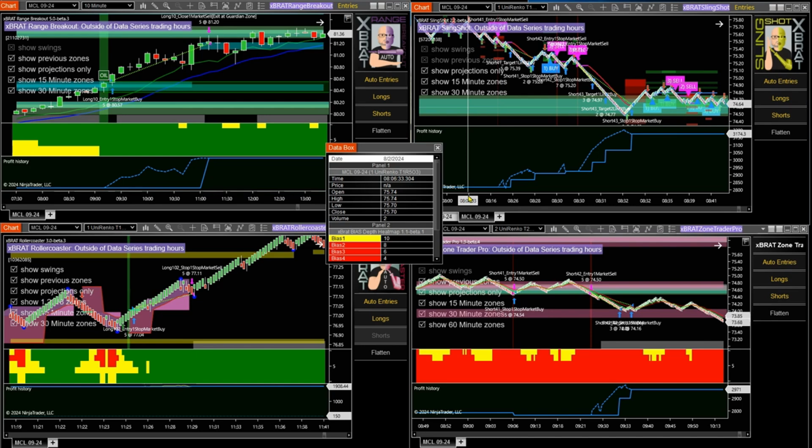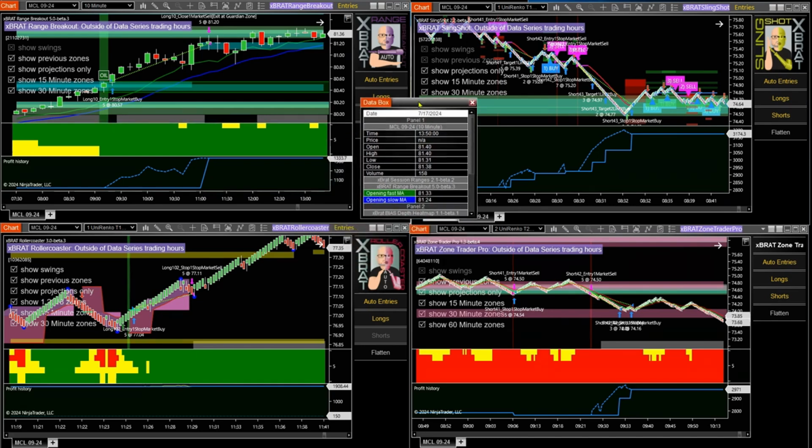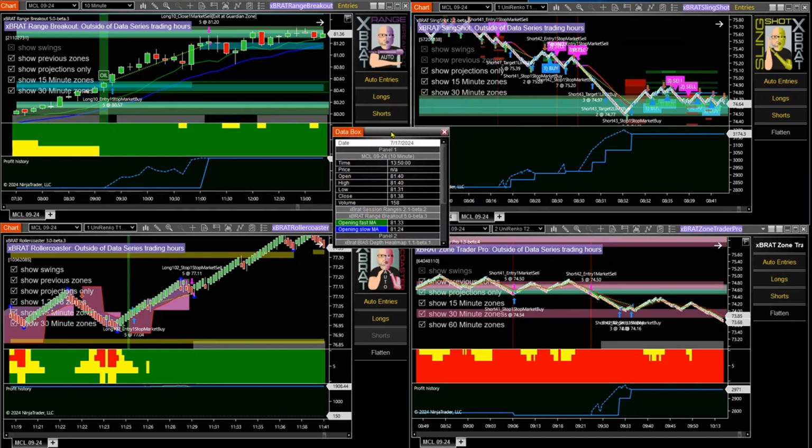So I'm going to go from left to right. In the middle there, I've got a little data box so I can show you the days and times and things like that. So top left, I've got the XBRAC range breakout automated strategy builder. That looks for specific ranges for opening, and this is all on MCL. I just want to give you something real life. These are traded in the small account I put together to show ASBs to our users.